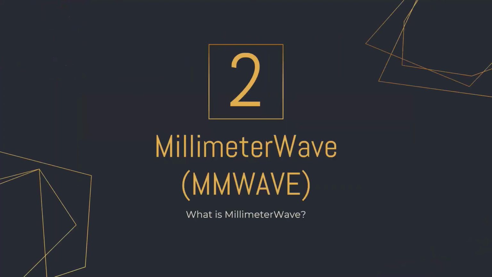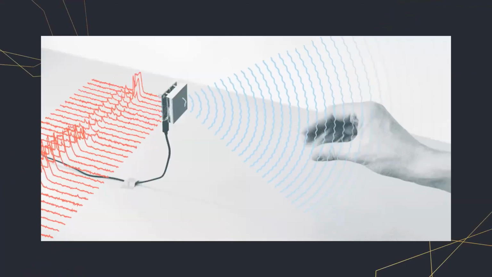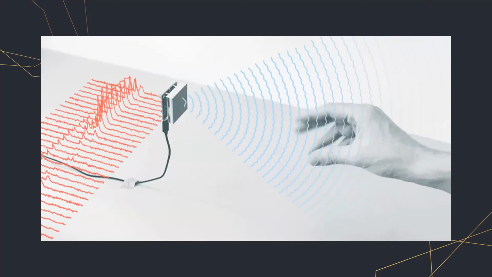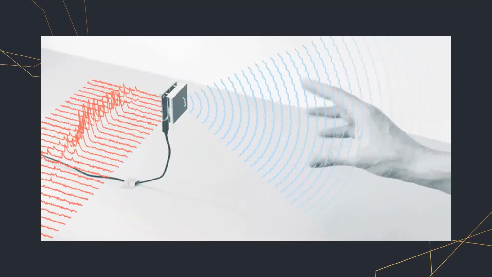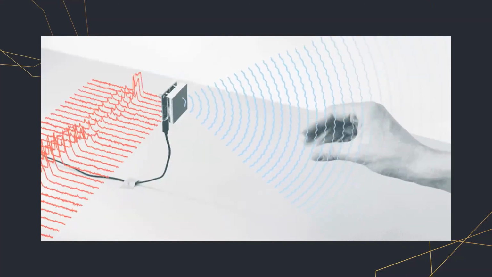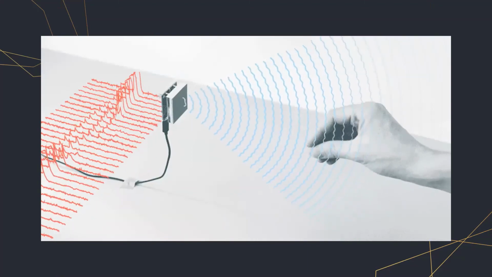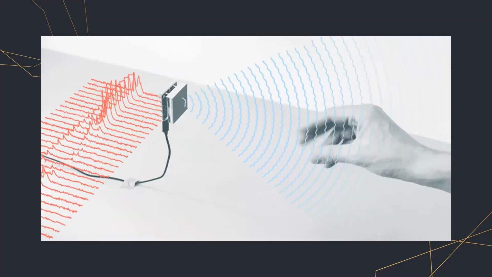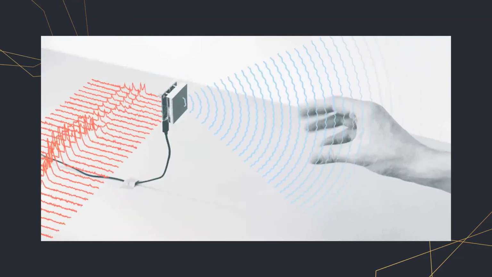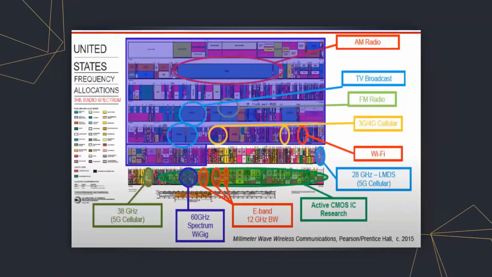Next is millimeter wave. What is millimeter wave? Millimeter wave is the band of spectrum or frequency bands that lies between 30 gigahertz and 300 gigahertz. This is due to the fact that the wavelength of the electromagnetic wave will be in the millimeter range at this frequency range. Millimeter wave is located in the high spectrum bandwidth. In the picture above, it goes from the top left, which is the lowest frequency spectrum, to the highest frequency spectrum at the bottom right.